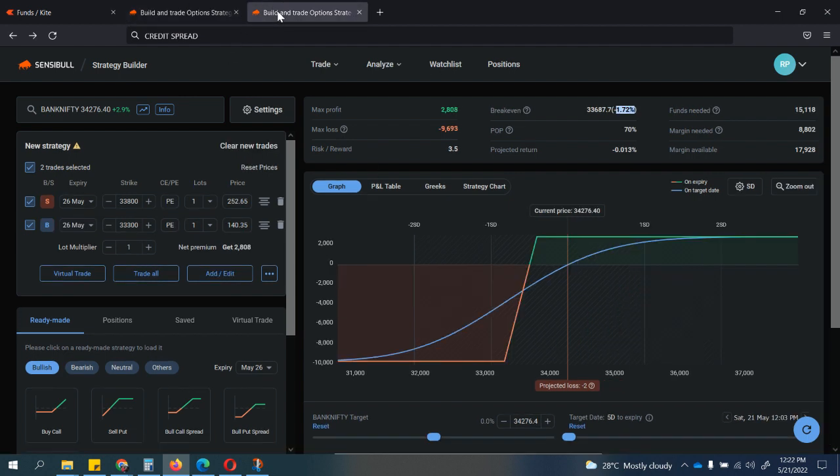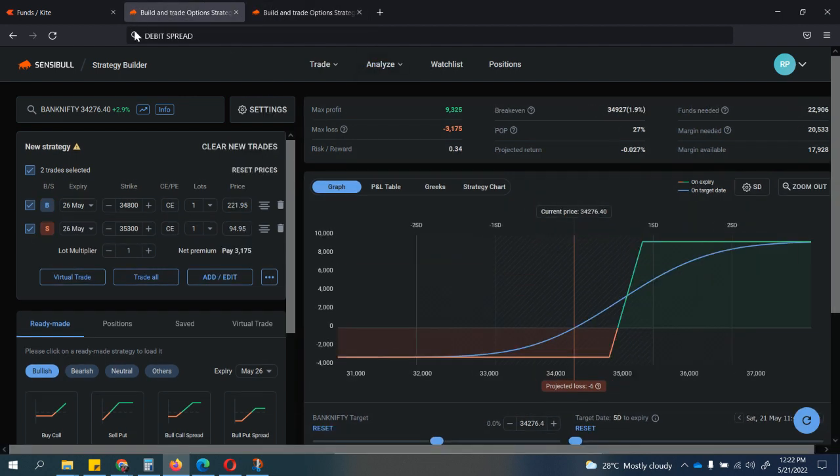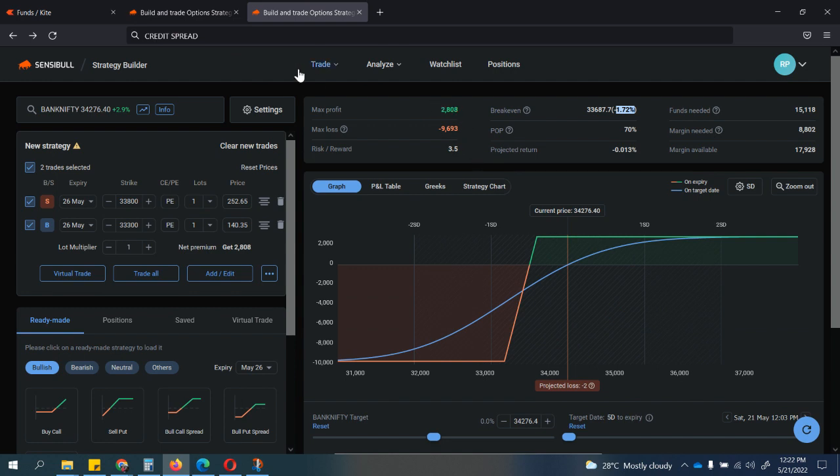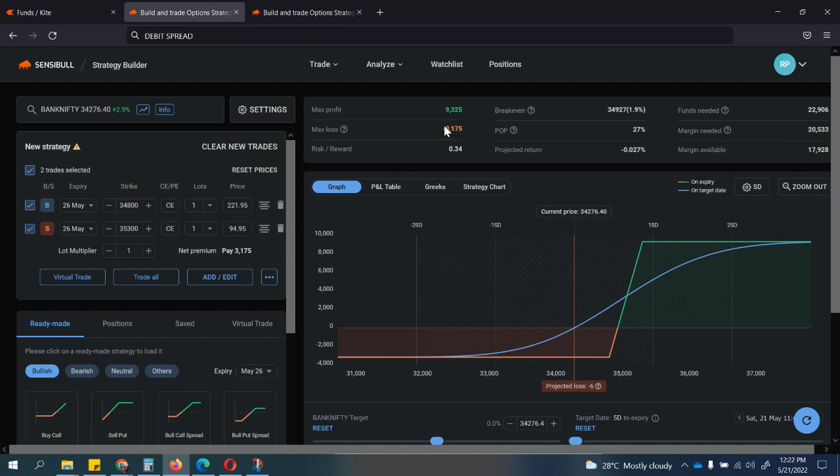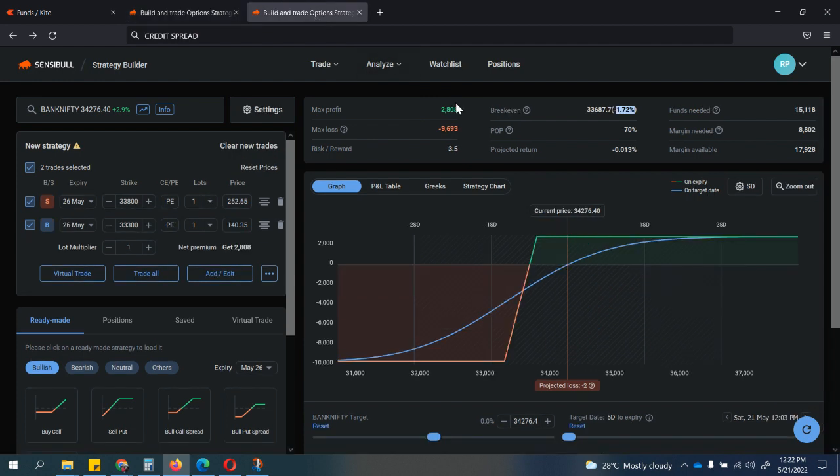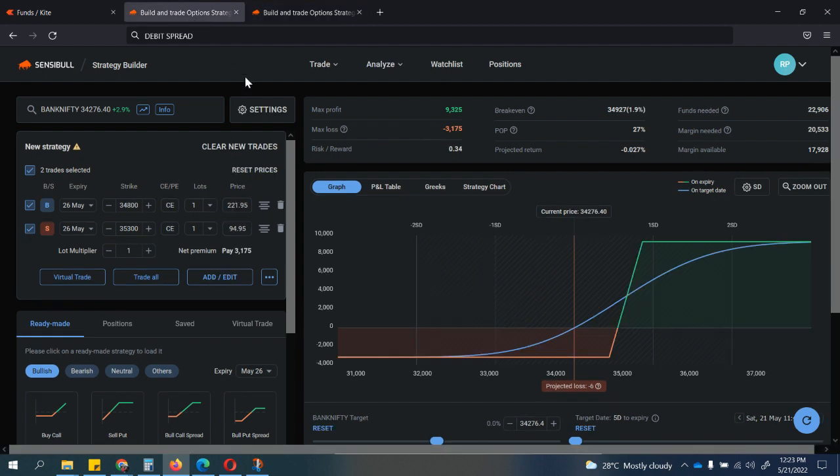I'll just leave it to you. I'm not biased towards debit spread or credit spread. I've told you all the differences. And friends, one more thing: I've intentionally taken this 1:3, just to demonstrate to you. You can go for 1:1 also with your debit spread, because I told you, whenever we go for debit spread, we need to have at least 1:3.